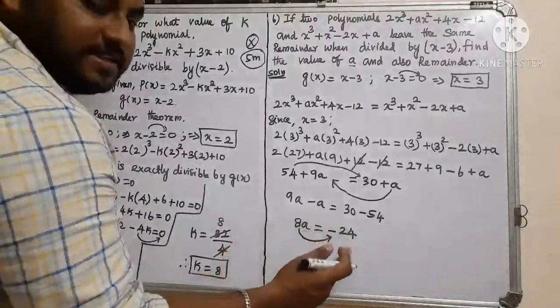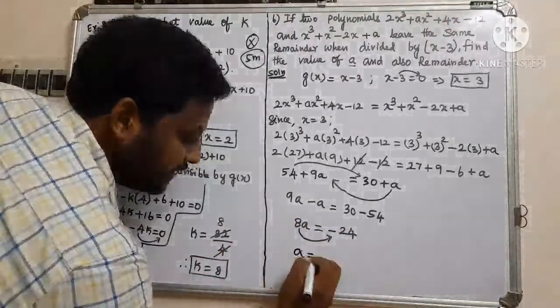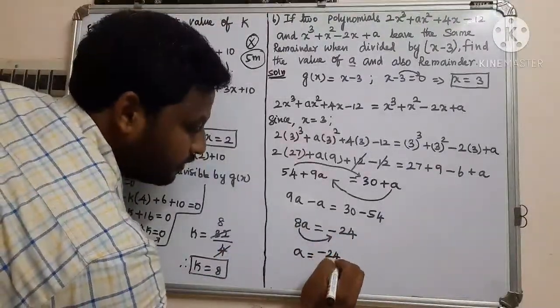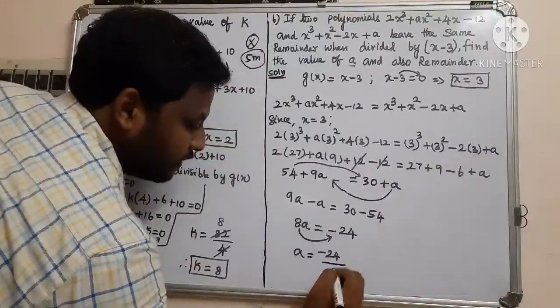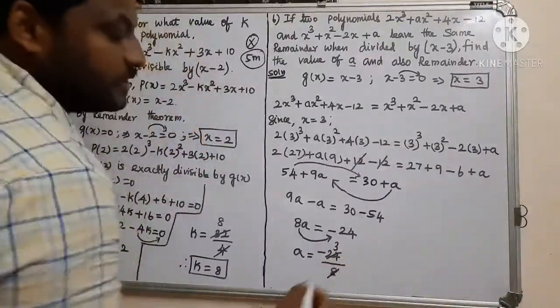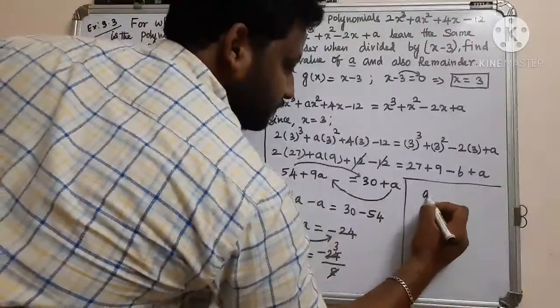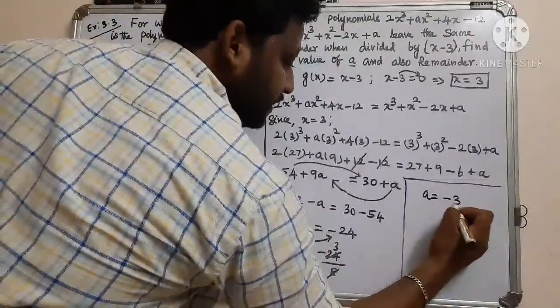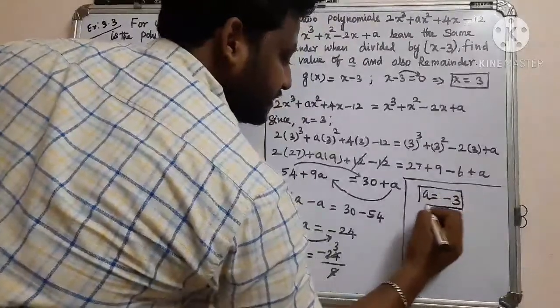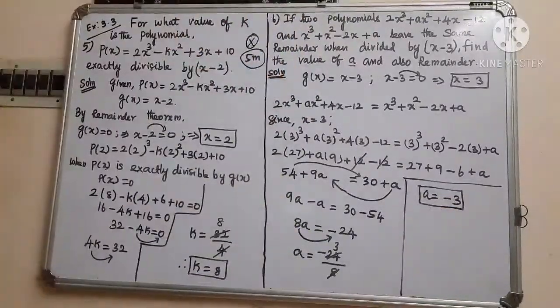So multiply will change into divide. So a is equal to minus 24 divided by 8. So 1 8s are 8, 3 8s are 24. So a must be equal to minus 3. So when a is equal to minus 3, what is the remainder?